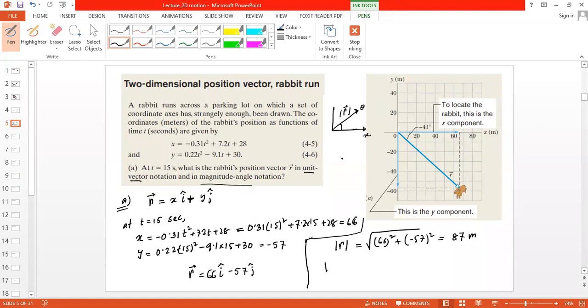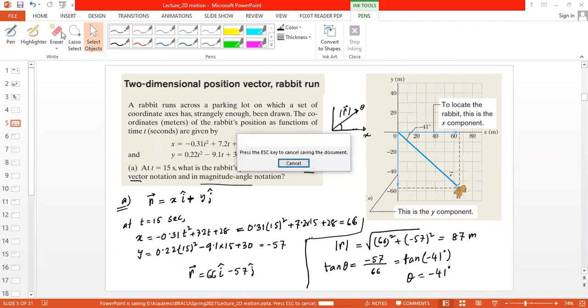And also I have to find the angle theta. If the angle that the rabbit makes with the x direction is theta, then tan theta is equal to the y component divided by the x component. My y component is minus 57 and x component is 66. So theta equals minus 41 degrees. The angle it makes with the x direction is minus 41 degrees.